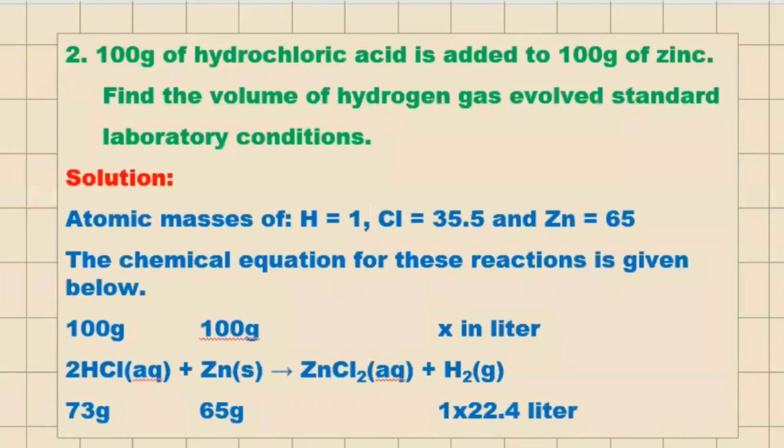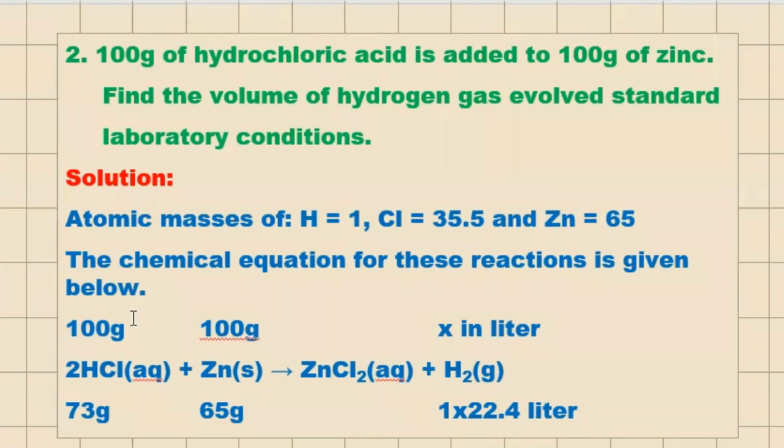The next example: 100 gram of hydrochloric acid is added to 100 gram of zinc. Find the volume of hydrogen gas involved at standard laboratory conditions. Solution: the atomic mass of hydrogen is 1, the atomic mass of chlorine is 35.5, and the atomic mass of zinc is 65.